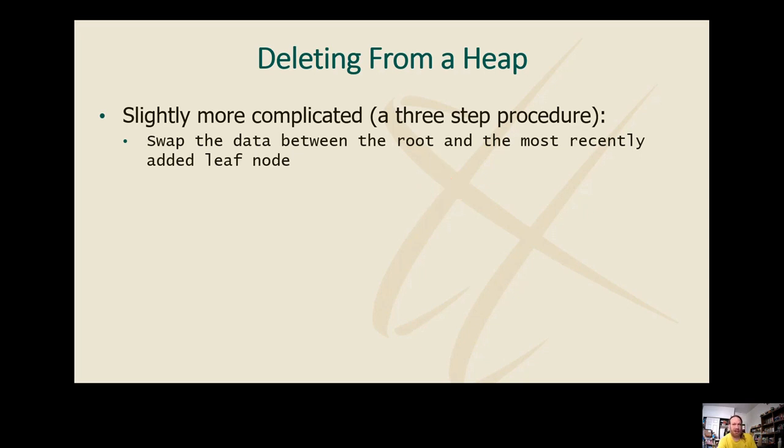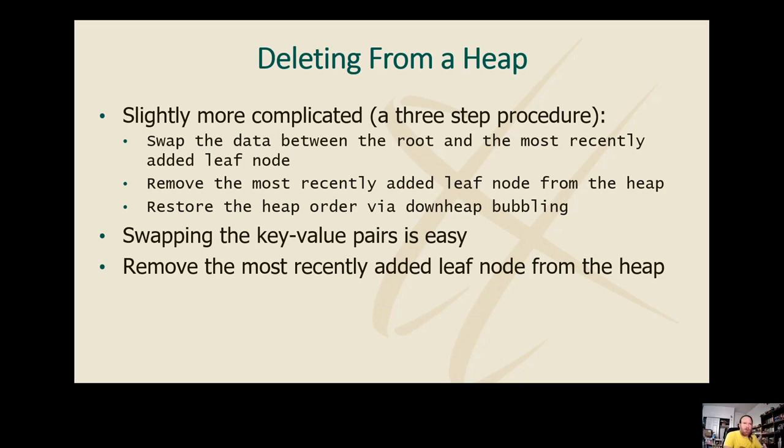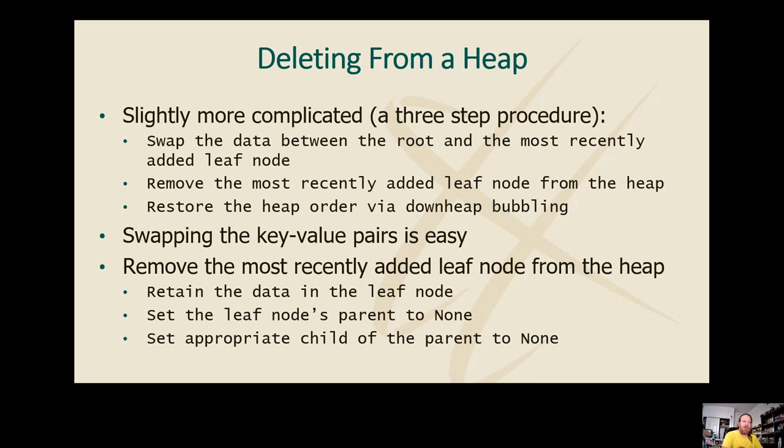We remove the most recently added leaf node, but then our heap could be out of order again. So now we have to restore the heap, this time via downheap bubbling. Swapping the key value pairs is easy. Now we have to remove the most recently added leaf node from the heap. That's not that big a deal either. We just have to grab the data from the inside of the leaf node, right? Because we've done the swap already. Grab it and hold it, that way we can return it later on. Set the leaf node's parent to none, and then set the appropriate child of the parent to none. Basically, we sever the link, just like we did with removing from a linked list.